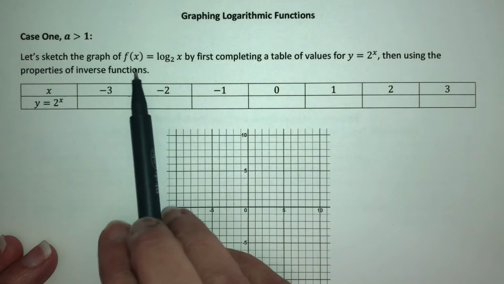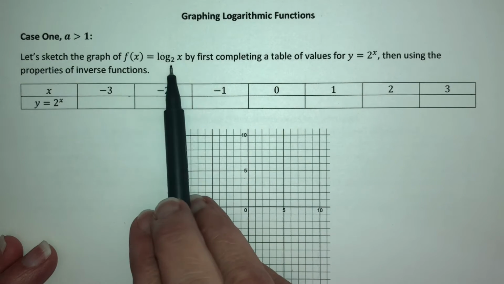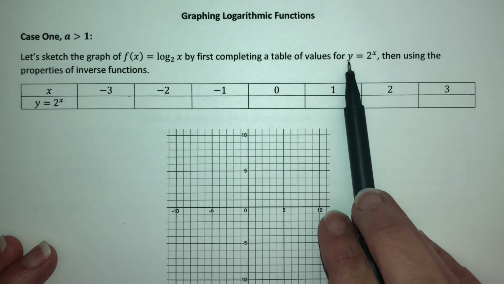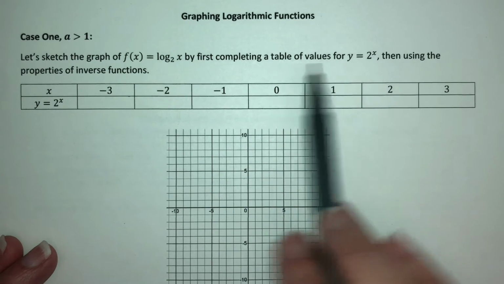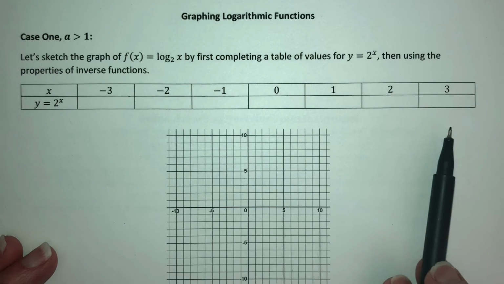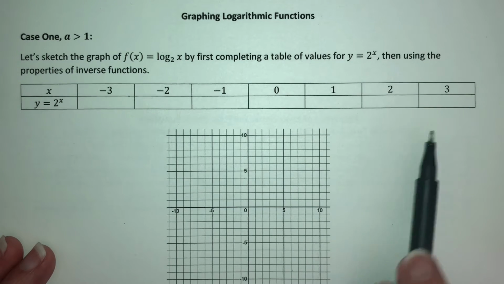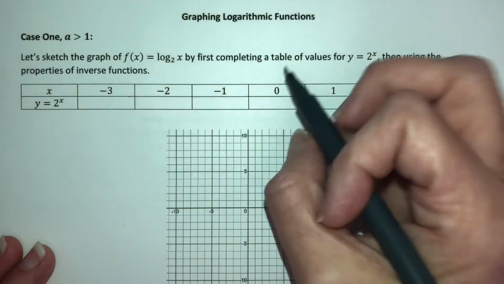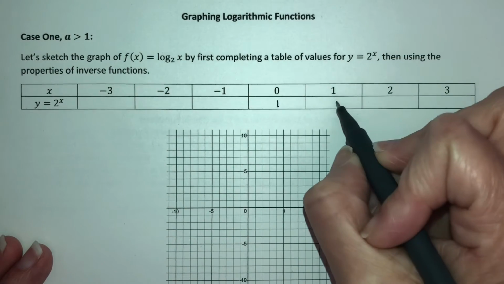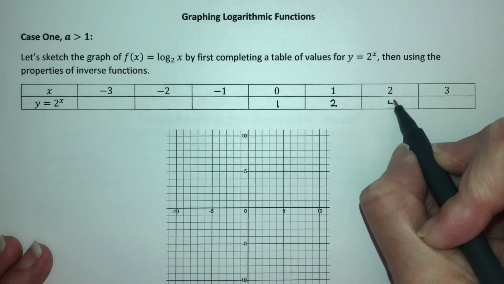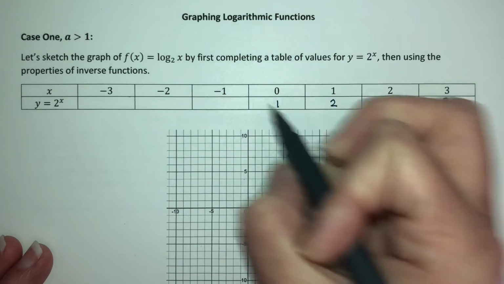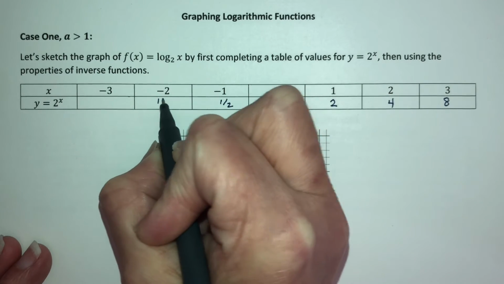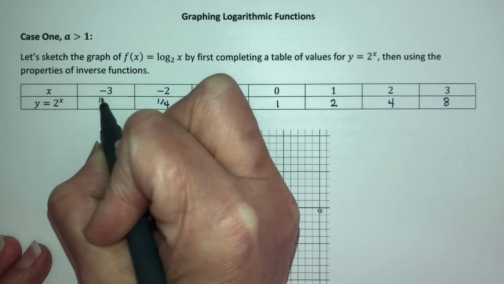So let's just start off by figuring to graph log base 2 of x. And we're going to complete the table of values for y equals 2 to the x power. We did this chart exactly in section 3.1. Okay, so filling this out, 2 to the 0 power is 1, 2 to the first power is 2, this is 4, this is 8, this will be 1/2, this is 1/4, and this is 1/8.